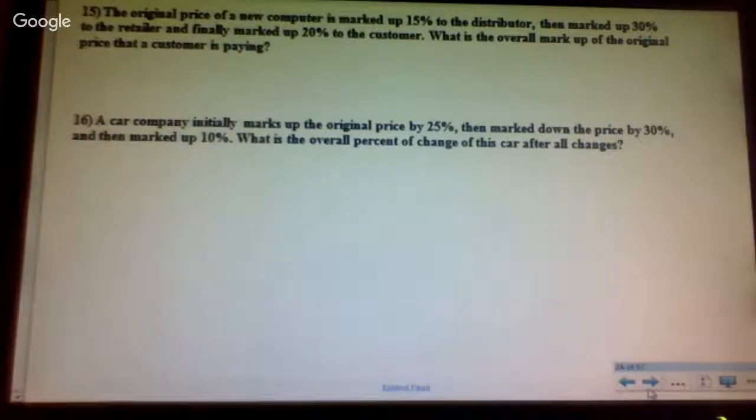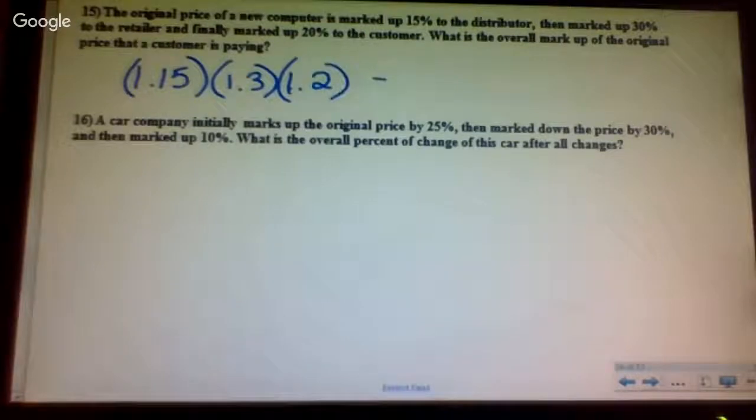Okay, so what you're going to find out in these problems is how much it's been marked up or marked down completely, because it's happening more than once. So we're marking up by 15%. What does that look like as a decimal? 1.15. It's marked up, so it's got to be above 1. We're then marking up by 30%. What does that look like as a decimal? 1.3. 20% markup, 1.2. Multiply them together.